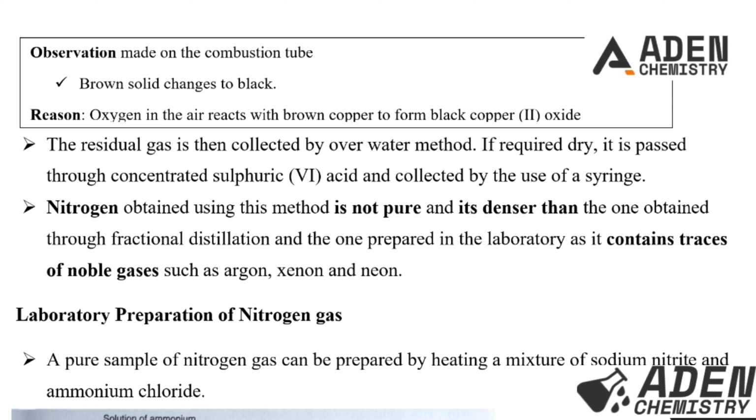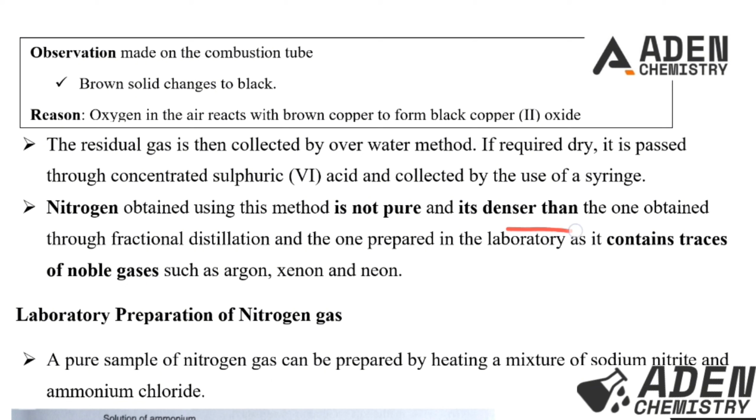So here the residual gas is then collected by the water method. If required dry, it is passed through concentrated sulfuric acid and collected by the use of a syringe. So we have here a drying agent, that's concentrated sulfuric acid, which we can use to dry the nitrogen gas. Next, nitrogen obtained using this method is not pure. Why is it not pure? Because we have only removed the carbon dioxide and oxygen. So we still have impurities like the noble gases.